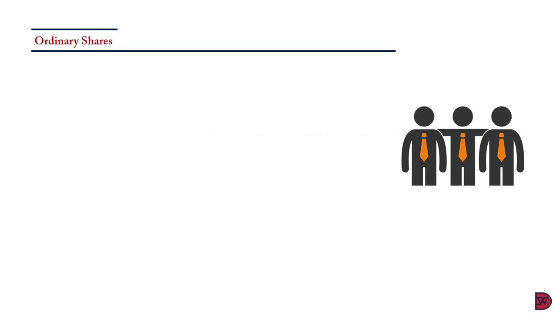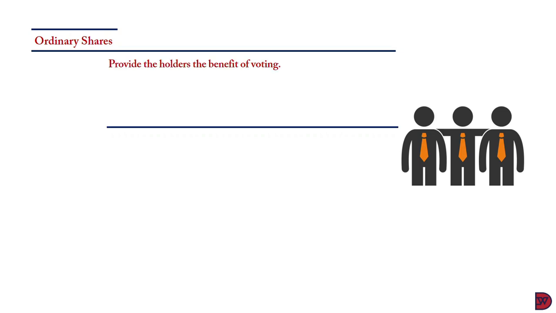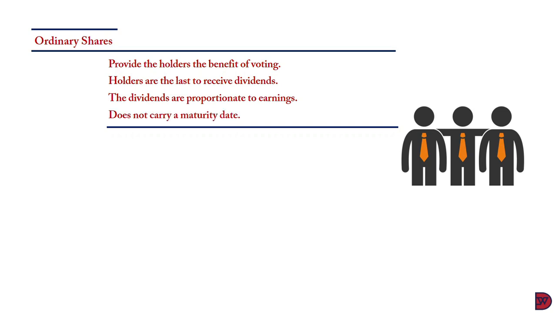Let's look at ordinary shares. Now ordinary shares confer voting rights on their holders. Holders are the last to receive dividends after debt holders and preference shareholders. Their dividends vary with the earnings of the business. That is, the more the business earns, the more they stand to benefit, and vice versa. There is no set maturity period for their investments or shares to be paid back to them. If they want to recoup their investment, they have to sell it to other shareholders or other parties.